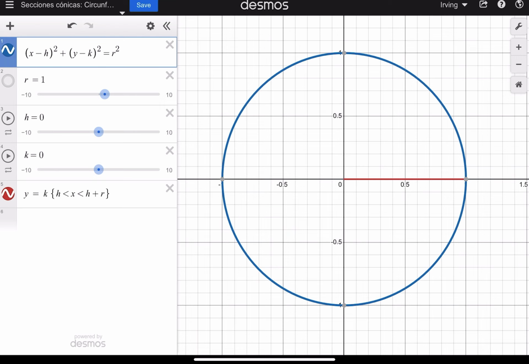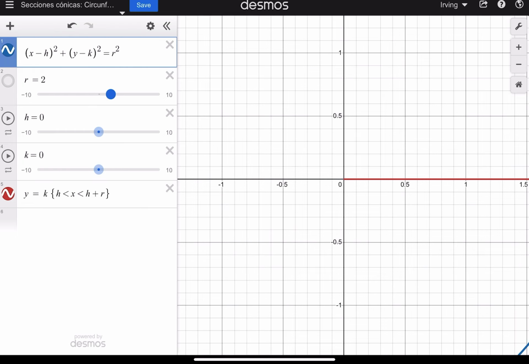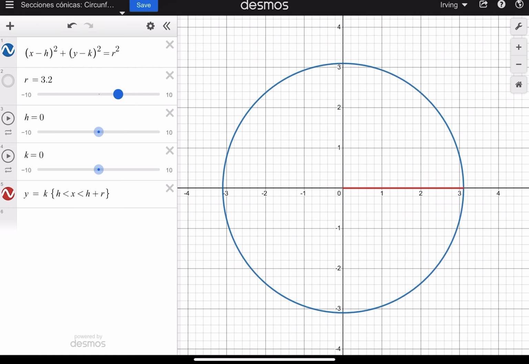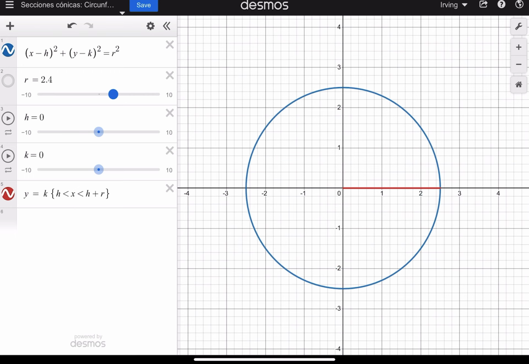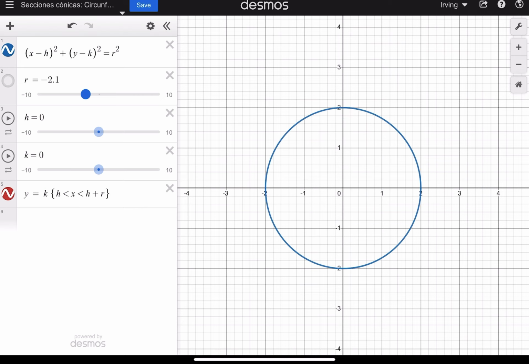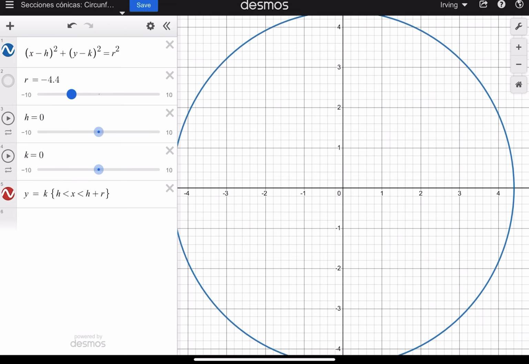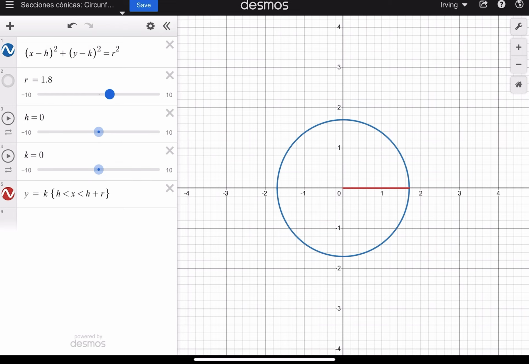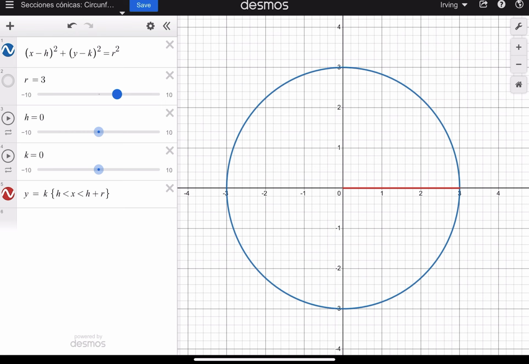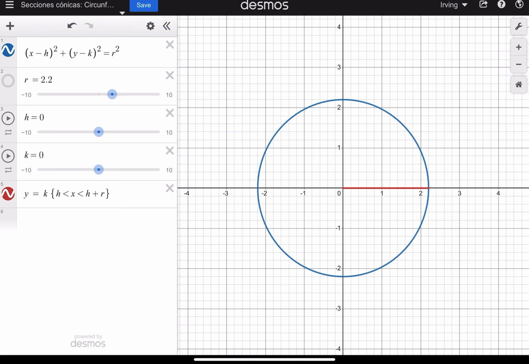For example, what if I move r to the right side? Oh, wow, what happened? Look, it got bigger. It increased its radius. Now, if I make it closer to 0, it will decrease. And it will go bigger again as I go to the negative numbers, because remember, the square of a negative is a positive number. So it decreases as it reaches 0, and it increases as it goes apart from 0. That is what r does to a circle.